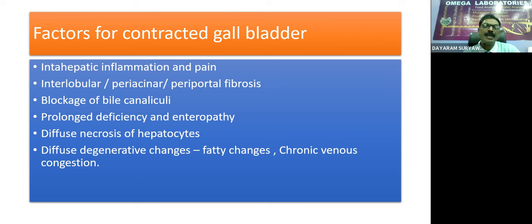heart or the lungs, that may lead to chronic venous congestion. In that case also, there is a prolonged hypoxia of the liver, and the hypoxia will convert into degeneration, followed by necrosis and followed by fibrosis. So in all these conditions, there is a low production of the bile, and the transportation of the bile from the bile canaliculi to the gallbladder is affected, and that's why the gallbladders are shrunken, or they are smaller in size. So this is about all these things which may lead to changes in the size and consistency of the gallbladder.